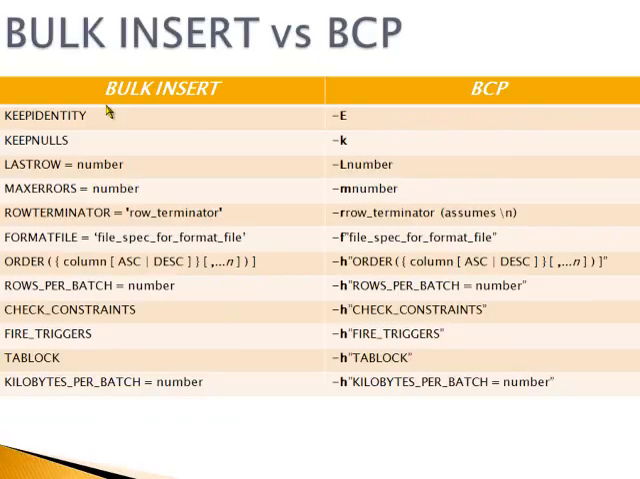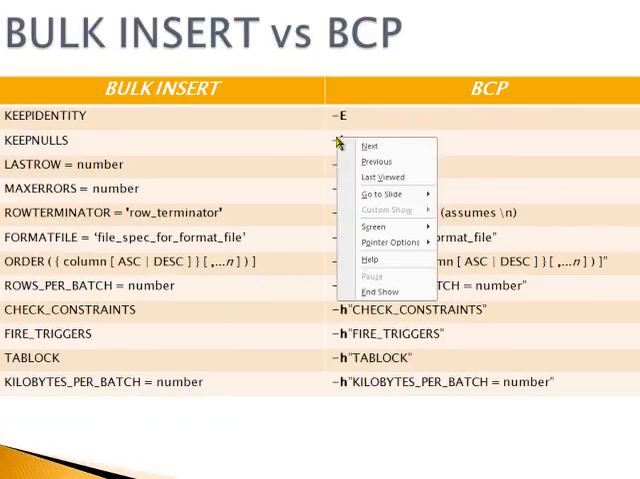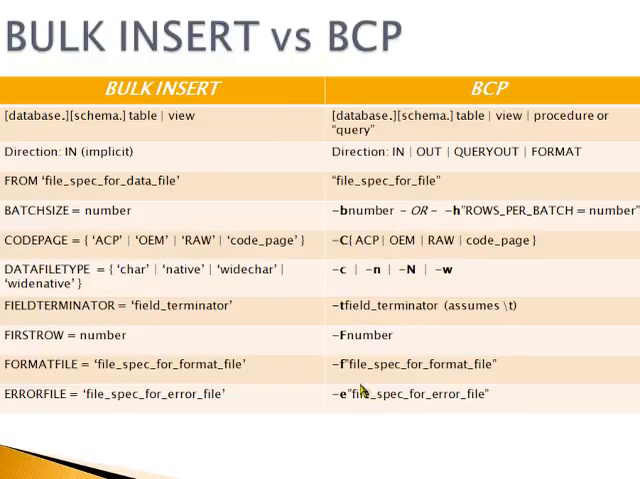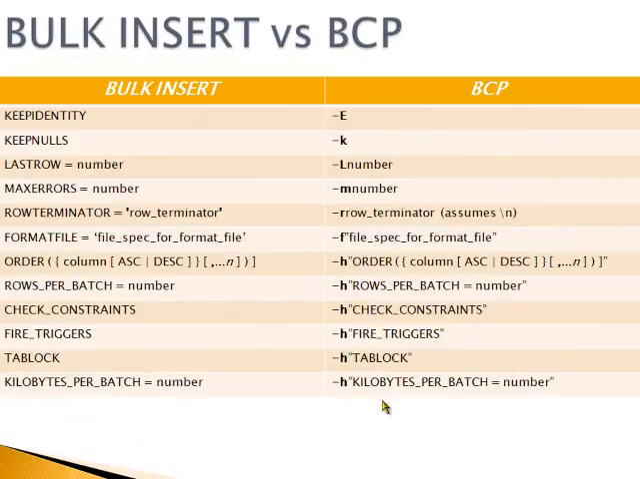Continuing on, you can keep identity columns. Once again, you've got your E. And if I go back, let's see. So here you've got a lowercase e for your error file spec. And here you've got an uppercase E for keeping identities. Like I said, this is where bulk insert, I think, has it, because you say keep identities, and it just makes more sense. Error file and keep identities versus uppercase E and lowercase e.